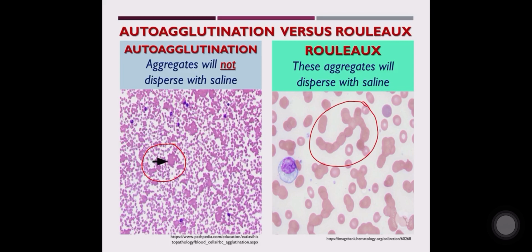How will you differentiate Rouleau from true agglutination? True agglutination, aggregates will not disperse in saline. Rouleau, aggregates will disperse with saline. A drop of NSS will help us differentiate Rouleau from true agglutination. True agglutination remains intact, dispersed with saline, Rouleau formation.